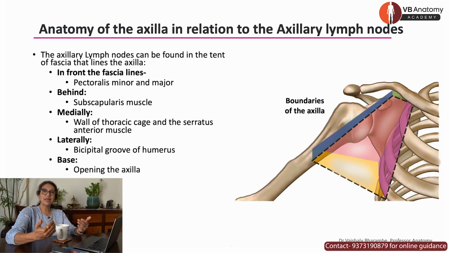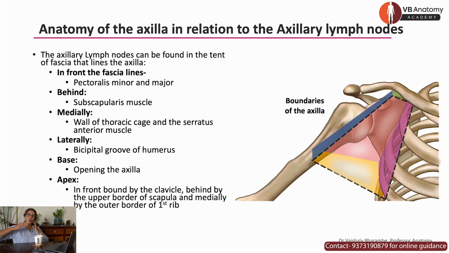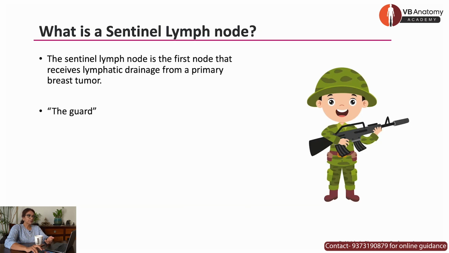What about the apex and base? The pit of your axilla, you will feel there is a depression in your axilla. That is the base. It's free, open. And the apex is the point where all this meets together, bound anteriorly by the clavicle, posteriorly by the upper border of the scapula, and medially by the lateral border of the first rib. So that is the apex. This is the axilla in which you're going to go looking for axillary lymph nodes.